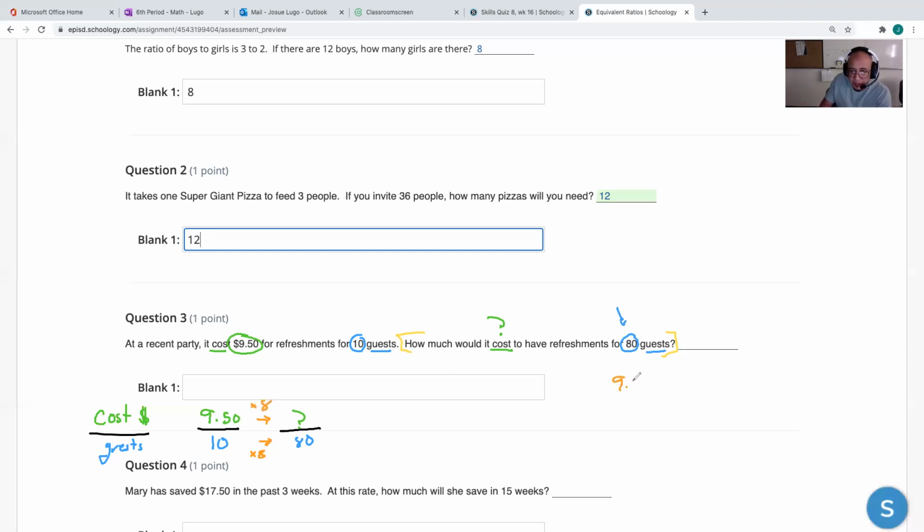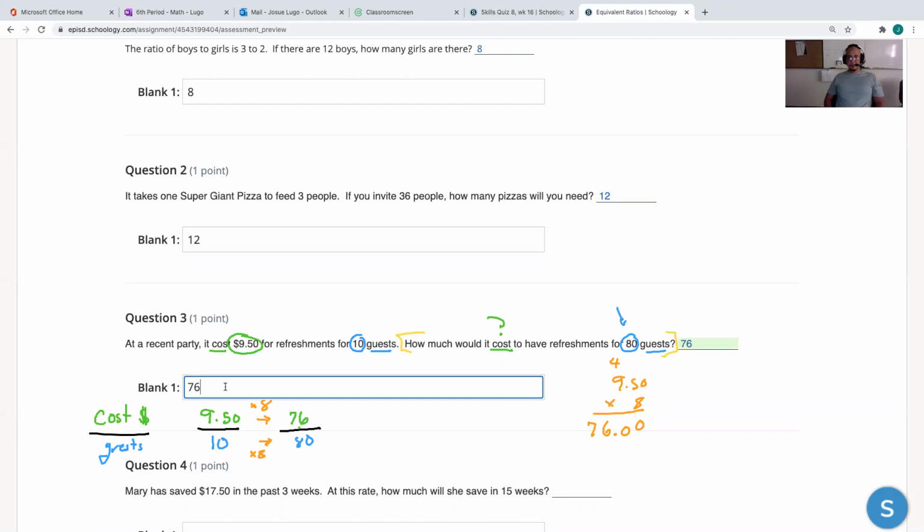So 950 times 8. 8 times 0 is 0. 8 times 5 is 40. 9 times 8 is 72, plus 4 is 76. And we have 2 decimal places. So ladies and gentlemen, in order to have refreshments for 80 people, you're going to have to pay $76. And that's it.